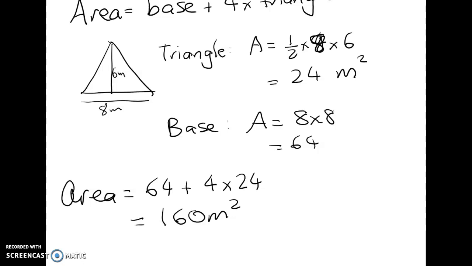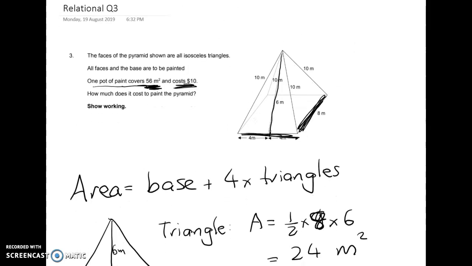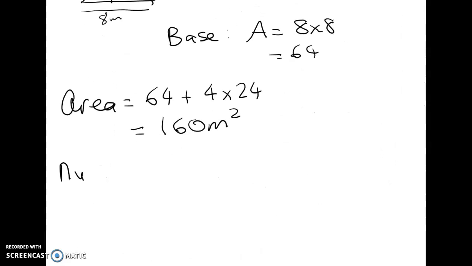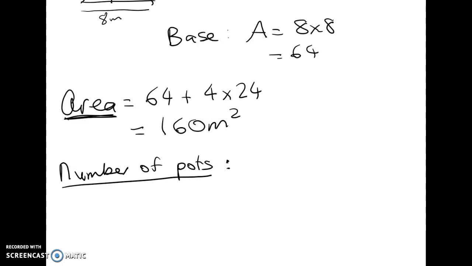Right, so now we have to figure out how much paint we need. One pot of paint covers 56 meters squared and it costs $10. So first we're going to work out how many tins or number of pots of paint, and I'm going to underline that and put a colon, right? So this is making it really easy for the marker to see what I've done. The number of pots will be 160 divided by 56. Now what does that equal? Well, that equals 2.85 blah blah blah. So grab your calculator for that.